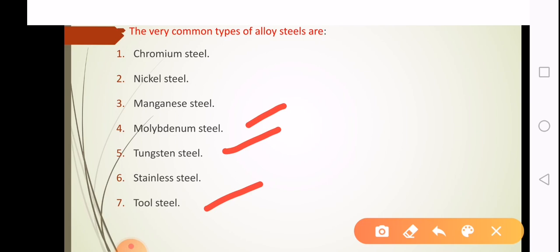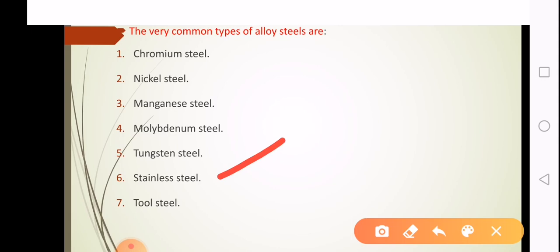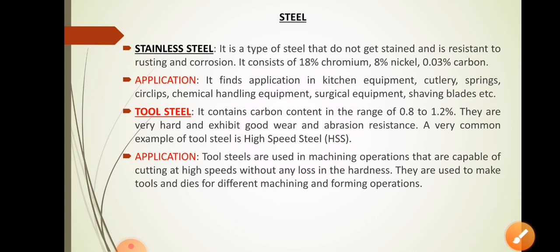So obviously, tungsten steel, tool steel, and molybdenum steel are mainly used to make special types of cutting tools. While commonly in our day-to-day activities, what we see is stainless steel. Stainless steel is very commonly used in many applications. So we will be discussing stainless steel mainly. The reason why it is called stainless is that a stain is a kind of blemish.